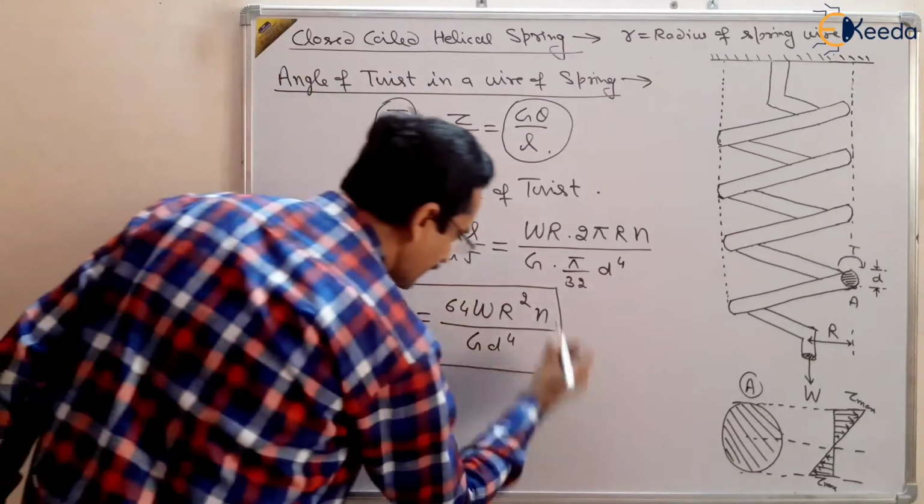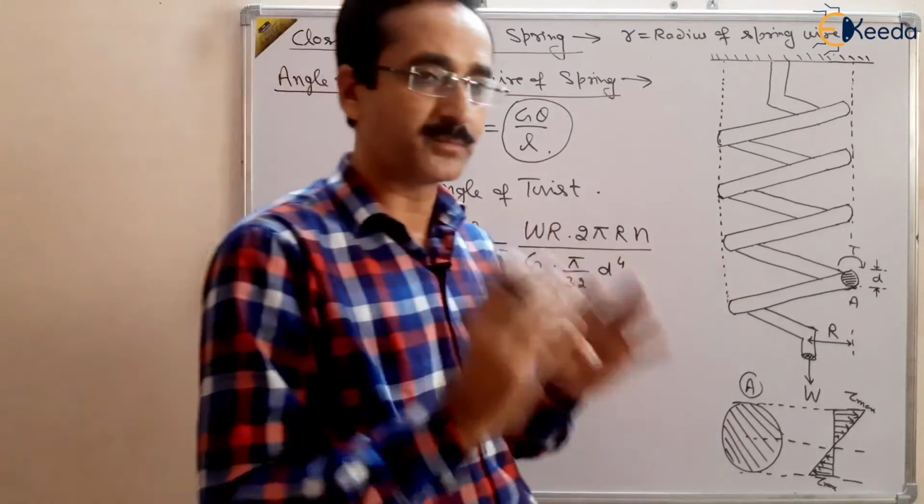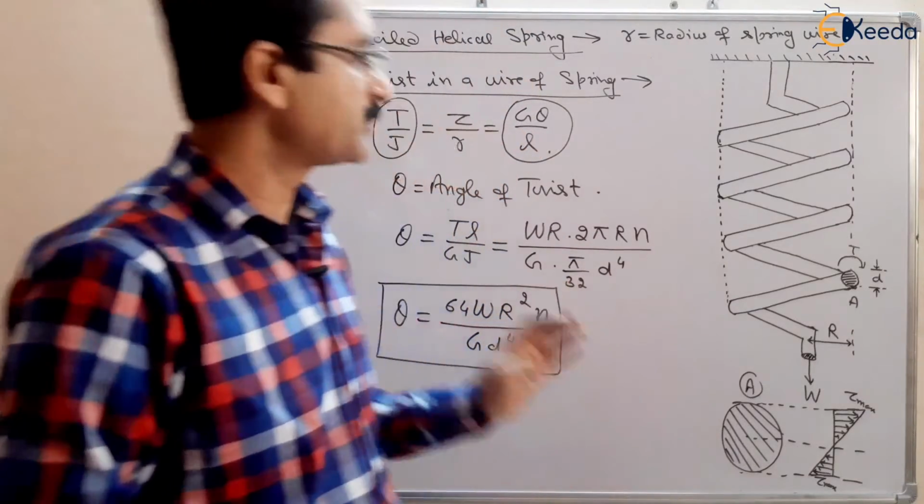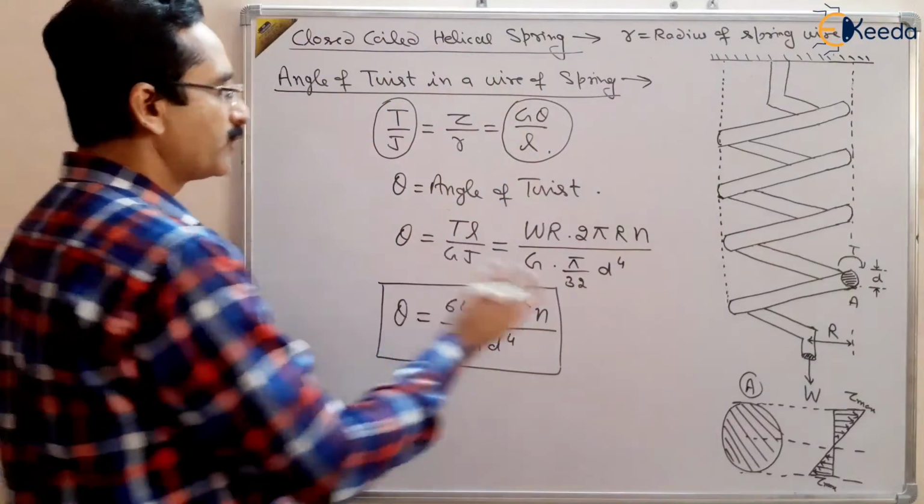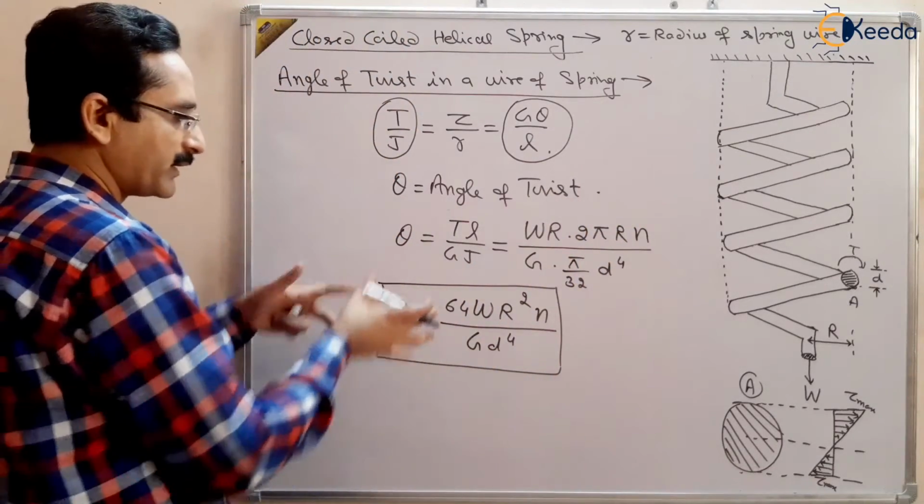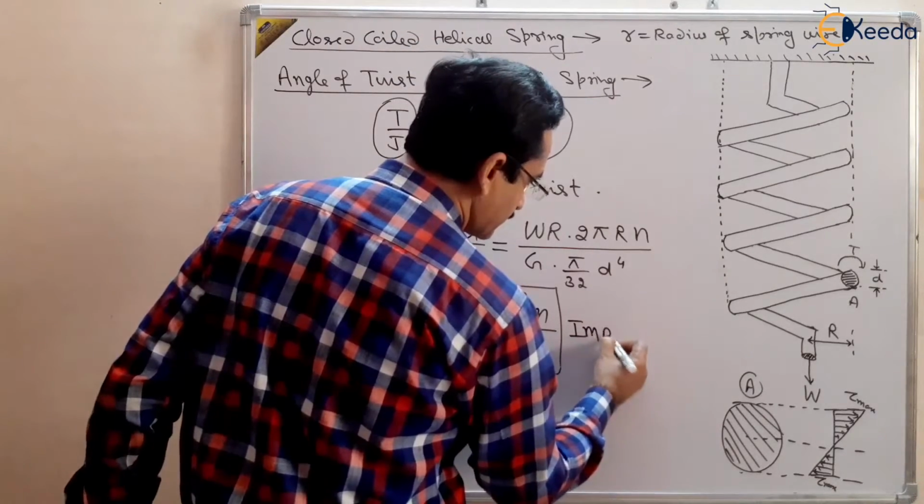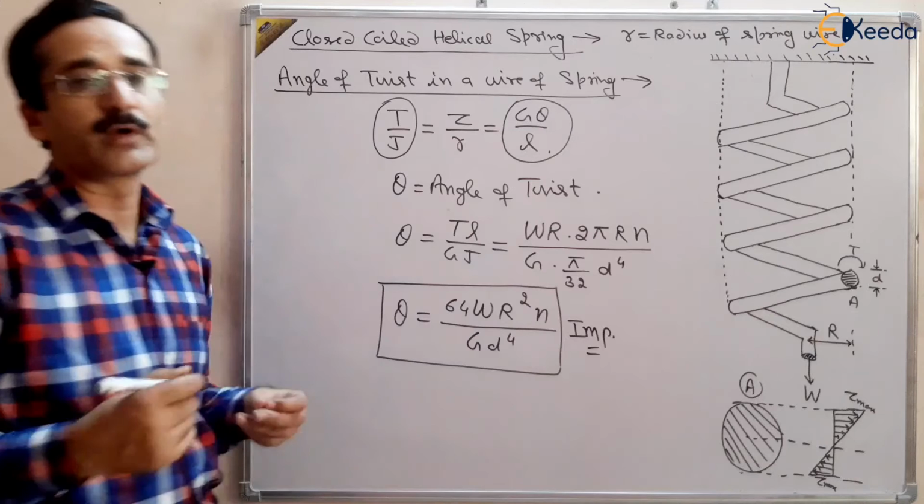In closed coil helical springs, you have to remember the formula. Most of the questions are based on formula, right? And concept is very less. If you want to derive that formula, you can derive it, but you have to remember the ready-made formulas for this. So this is very important. The angle of twist for a closed coil helical spring.